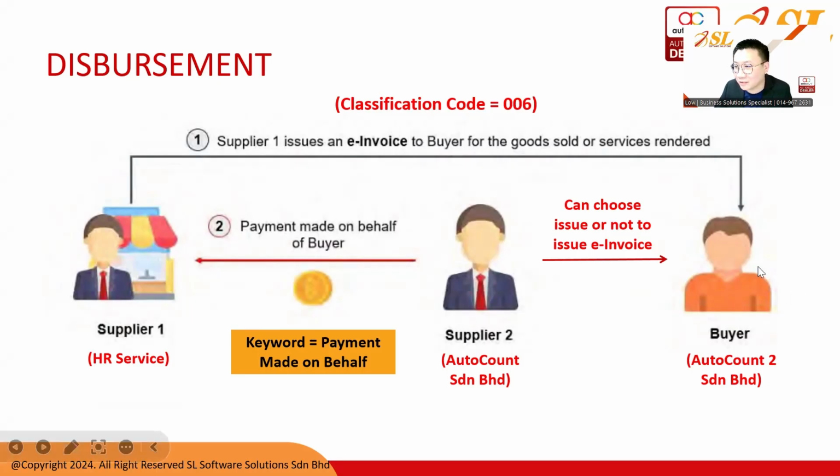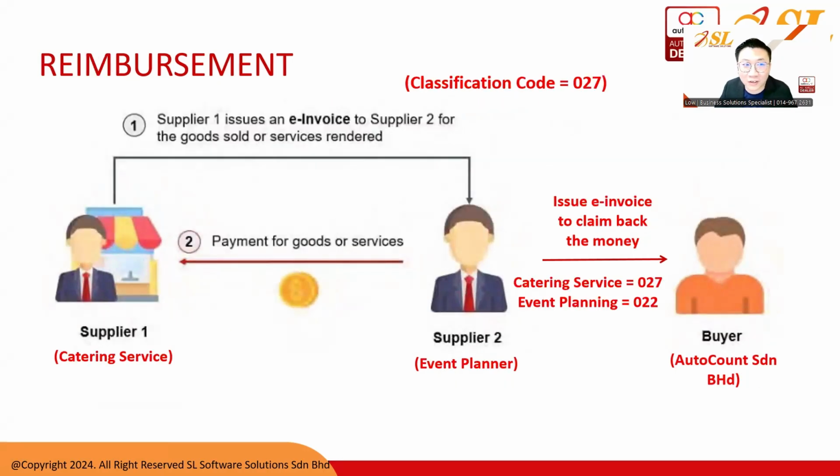In fact, nothing needs to be issued, no invoice will be issued. You just ask B company to pay back. But if your boss or your accountant says, hey, I need a document to support this payment, then you just issue an invoice. But for the classification code, don't put 022. You put 006. And then the second scenario is reimbursement.